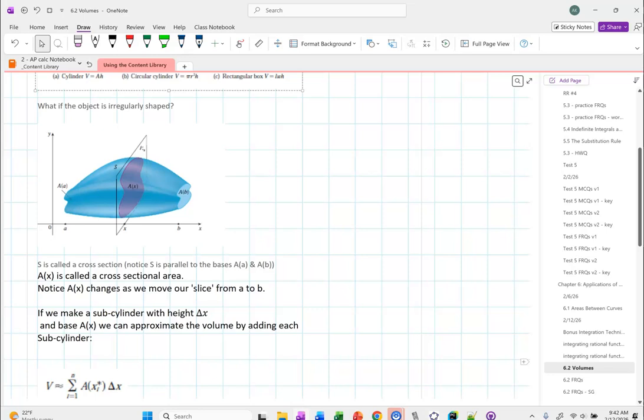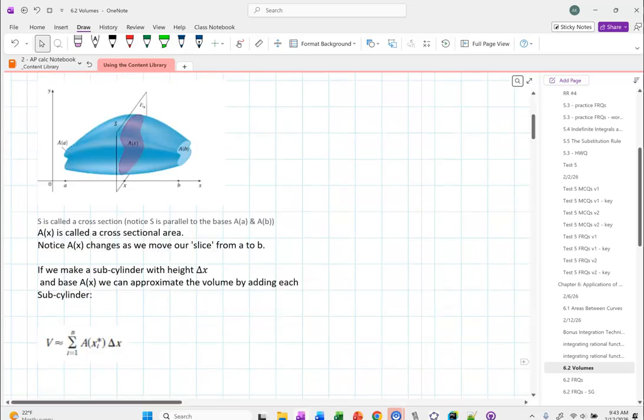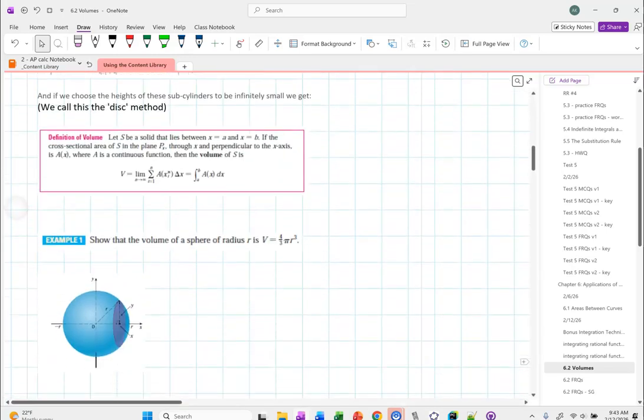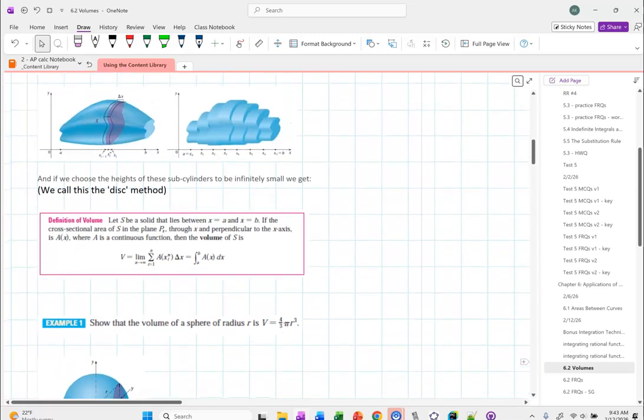To calculate the volume of this figure, I can take infinitely many of these cross-sectional slices, find the volume of each slice, and add them all up to get a total volume for the figure, which is exactly where we land here. This is called the disk method, because essentially these cross-sections end up being circle-shaped in most figures, so they look like a disk, like a coin.